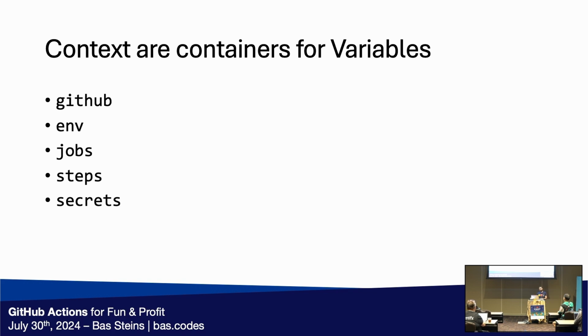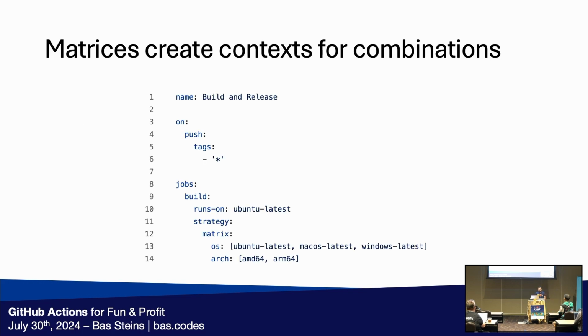So, another important feature are matrices. Sometimes, especially if you want to have some natively compiled code, you might want to run that on Windows, Linux, Mac OS, and on different processor architectures. So what you can do is create any combination of different variables, in this case, OS and architecture. That would give us how many combinations, if I define it that way? 6. If I added another one with 2 possible values, that would be 12.